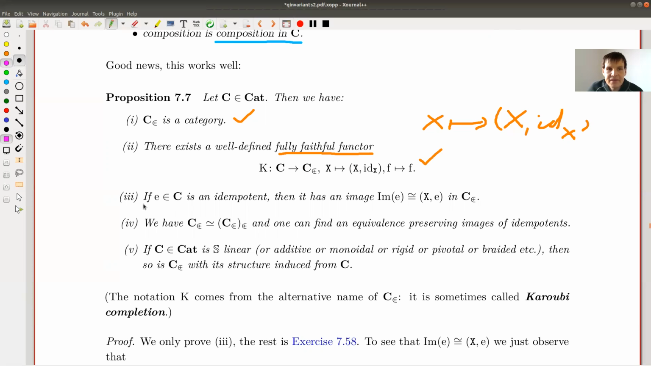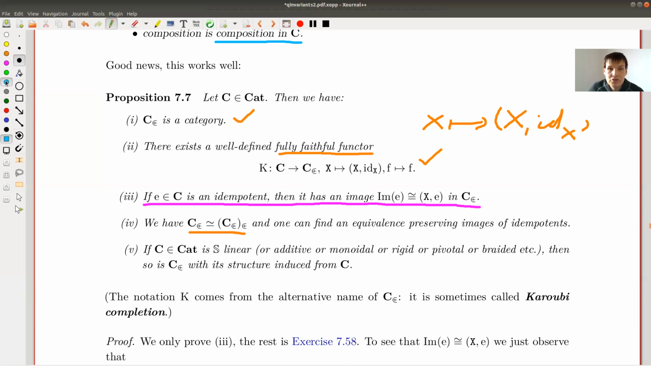And the fun fact is, every idempotent has an image in the idempotent completion. So in the idempotent completion, you could speak about images of idempotents. And the other properties are a little bit, well, okay, yeah. If you do it twice, you haven't done anything. That's why it's called a completion, right? Complete it once more and nothing happens.